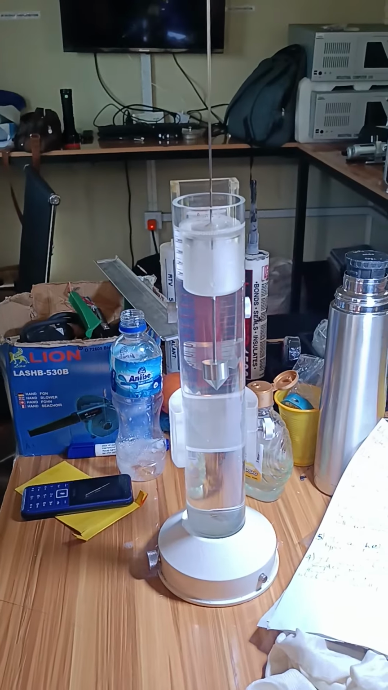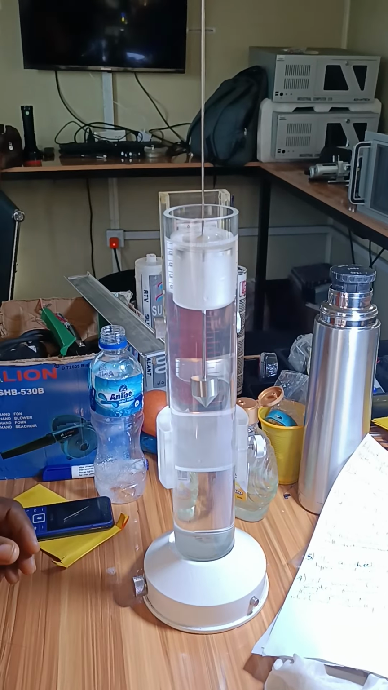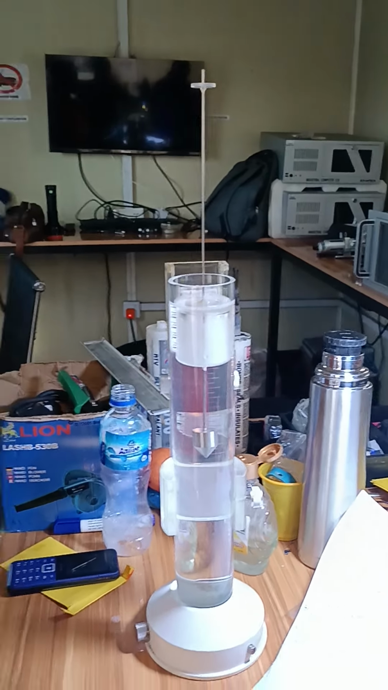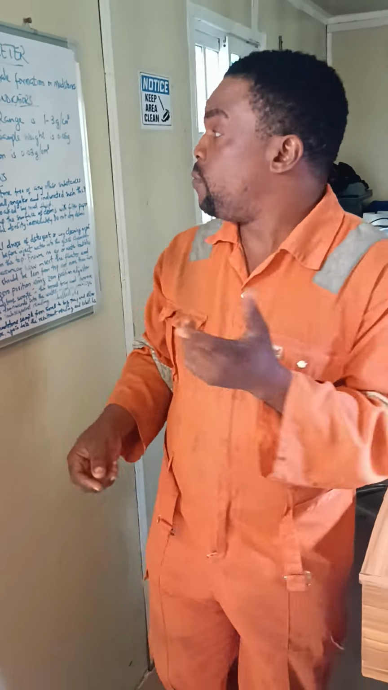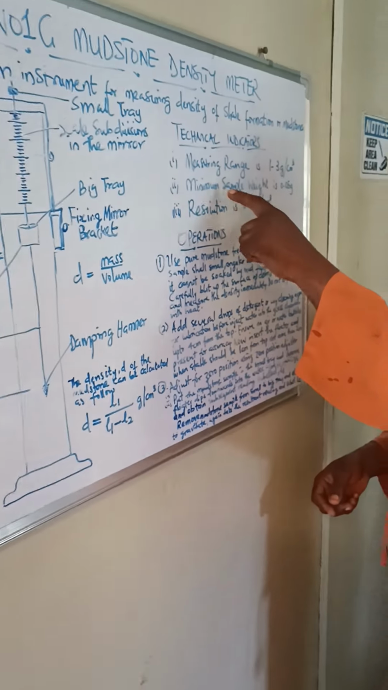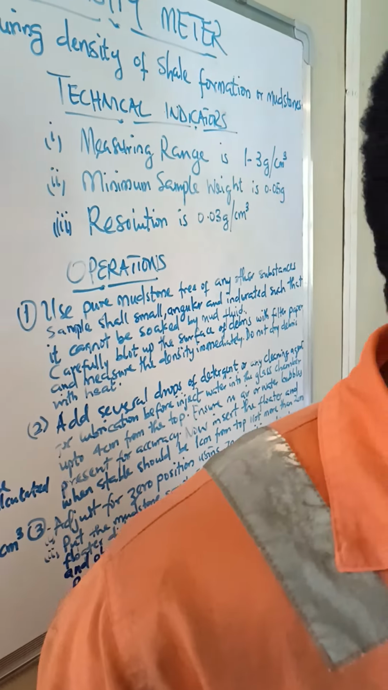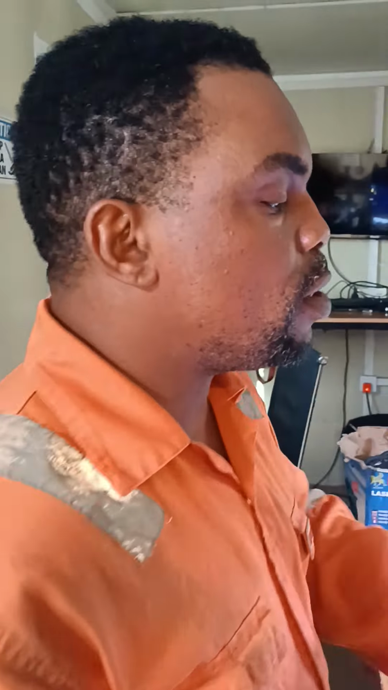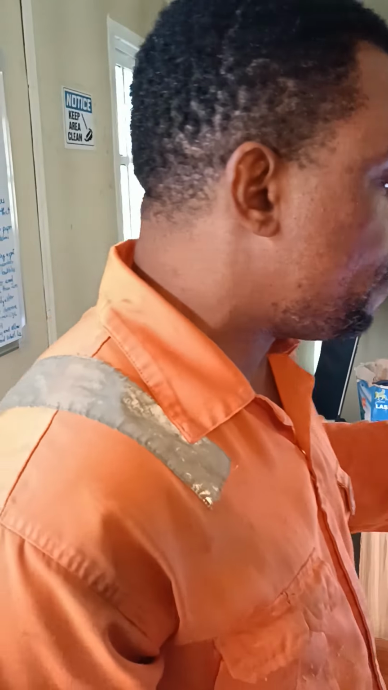You don't need the weighing machine that much, just for you to have an idea of what you are measuring, you can now get the value you want. Remember that one of the technical details, we said that the minimum sample weight should not be less than 0.05 gram.